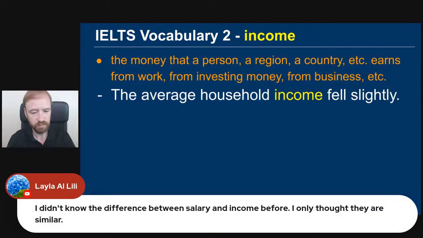I didn't know the difference between salary and income before. I only thought they are similar because a salary is a form of income, but income can have many sources. You could have a salary as a source of income. You could have property rents as a source of income. You can have a YouTube channel as a source of income.